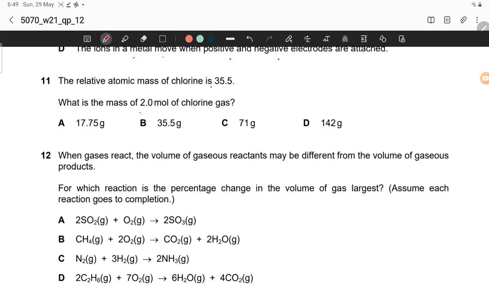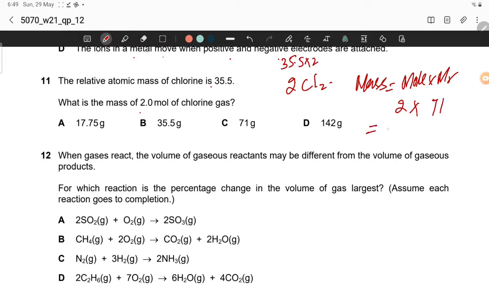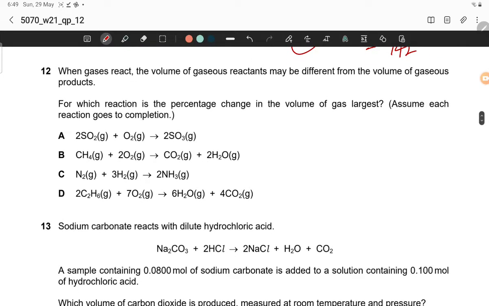The relative atomic mass of chlorine is 35.5. What is the mass of 2 moles of chlorine gas? 2 Cl2. So mass is equal to mole into Mr. So mole is 2 and chlorine Mr is 35.5 into 2, that is equal to 71. The answer would be 142 gram. So this is the correct option.